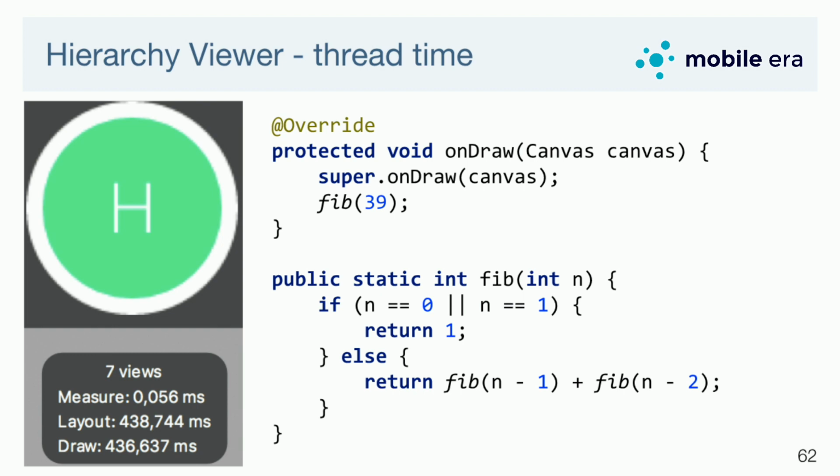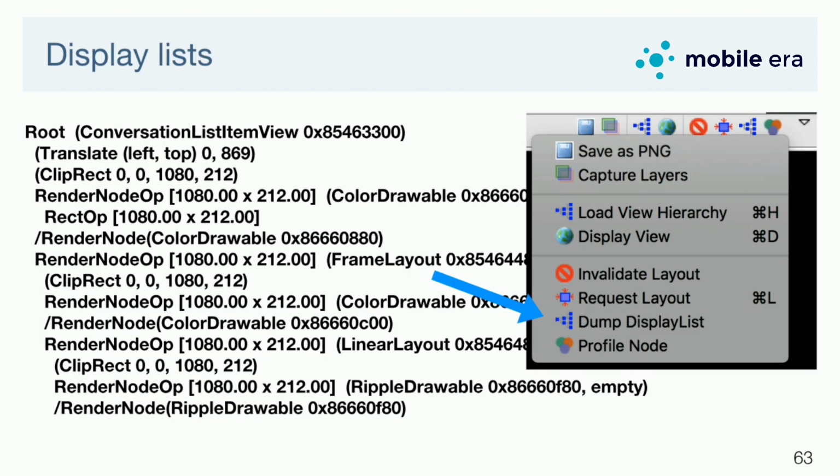But if your custom views, for example, go somewhere in the database and wait for a result, in wait async and so on, you will not see this in your tool, and you should be aware of it, that it will not show you all the problems that you have in your code, even if it's bad, actually. And another thing, just a bonus for curious people, using hierarchy viewer, you can get a display list for any view.